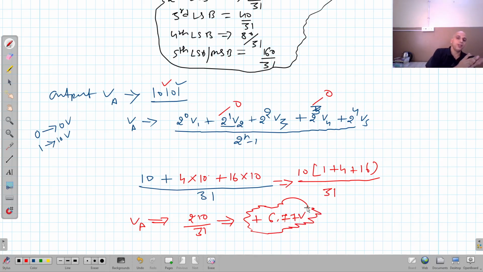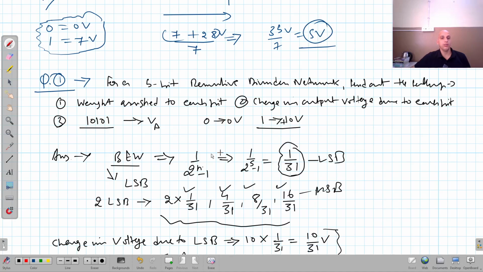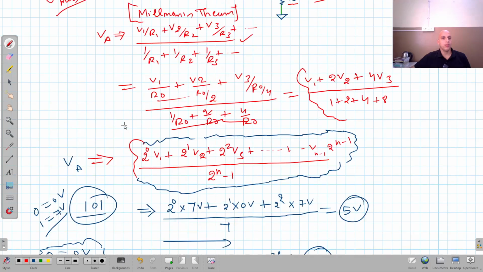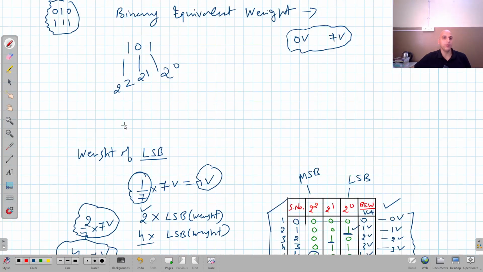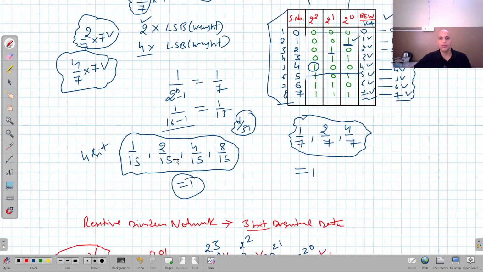Such types of questions are usually asked in exams, even in competitive exams. It is very simple, but you have to know Millman's theorem. Applying Millman's theorem, I can find the output analog voltage corresponding to the given digital signal. So this is all about the first kind of D2A converter, the variable resistor network. In the next lecture I will talk about the binary ladder. Thank you very much.